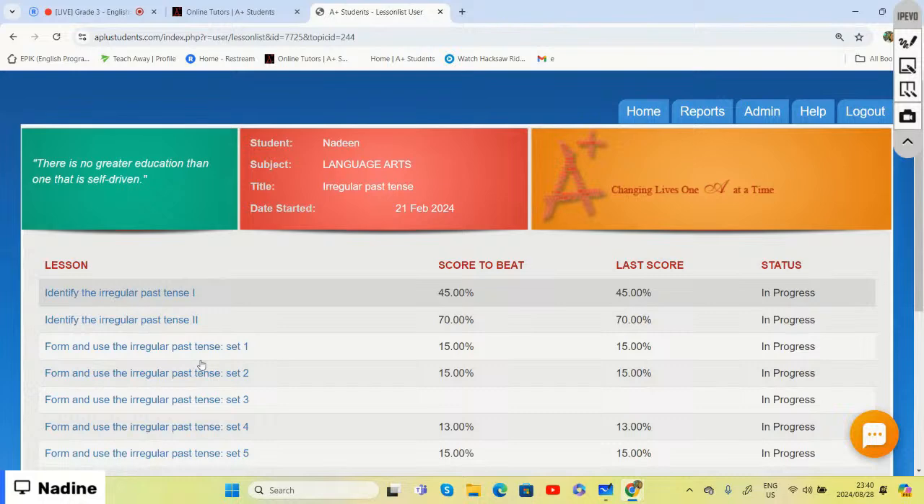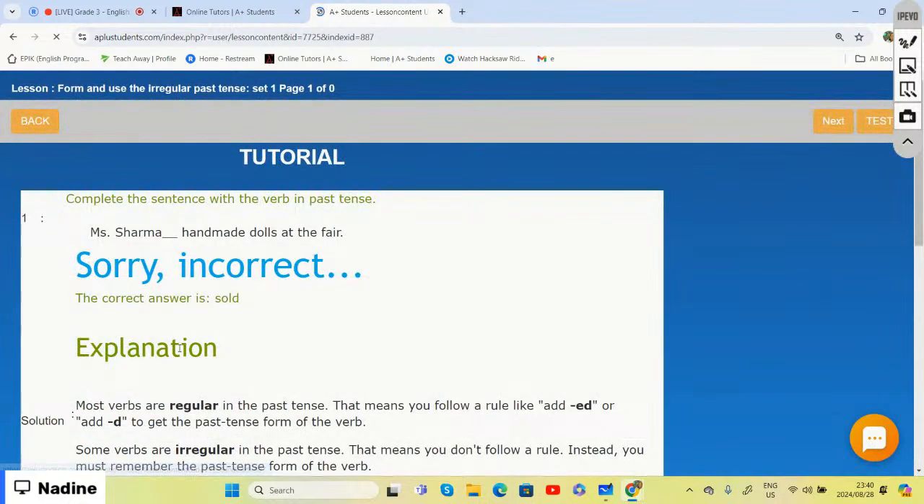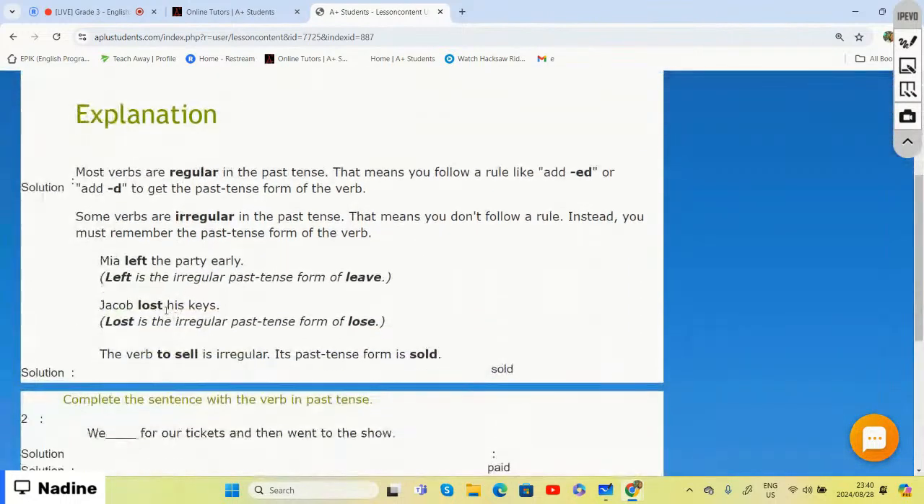All right, so now we're going to form and use the irregular past tense, keeping in mind that we said that most of the verbs are irregular in the past tense. And if it's irregular in the past tense, then it means that we do not follow any rule. Instead, you're just going to have to remember the past tense form of the verb.